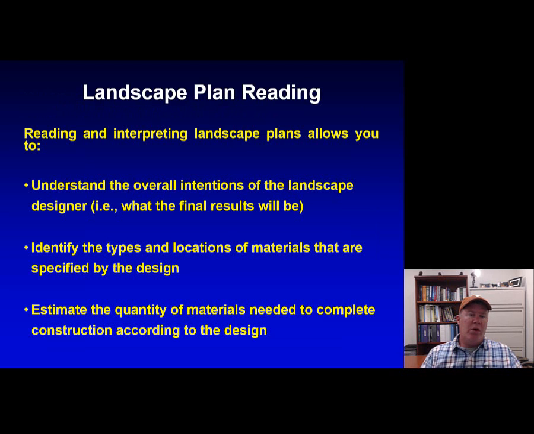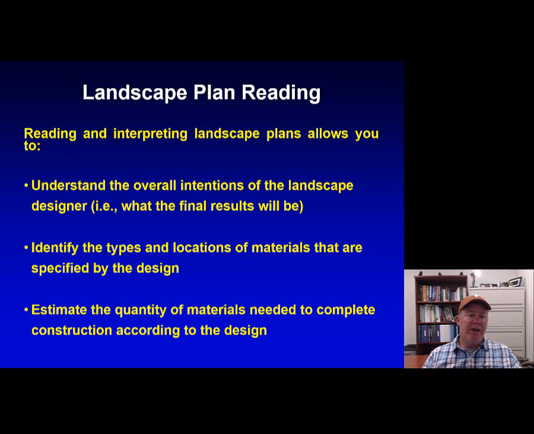So, landscape plan reading. Reading and interpreting landscape plans will allow you to, one, understand the overall intentions of the landscape designer and what his or her final results will be. It can be done by a landscape architect, it can be done by a building architect, and it can be done by a landscape designer. And I know there are some certified irrigation designers out there, so you may be seeing plans with those.